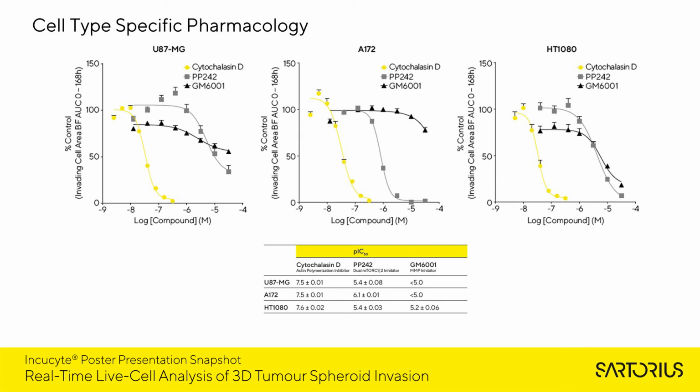Concentration-dependent inhibition of invasion was also observed with PP242 across all cell types. However, you can see from the U87 CRC graph that inhibition was incomplete and partial at the highest concentration, where 60% inhibition was observed. The GM6001 compound only appeared to inhibit HT1080 spheroid invasion, as you can see from the CRC. So again, this data really just shows and highlights the value of this system and how it can be used in pharmacological testing of potential antimetastatic compounds.